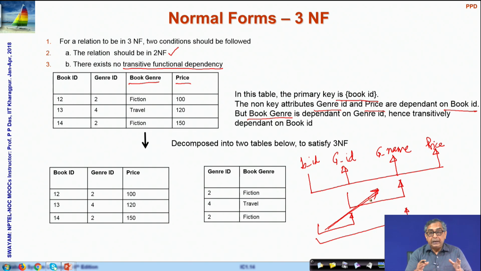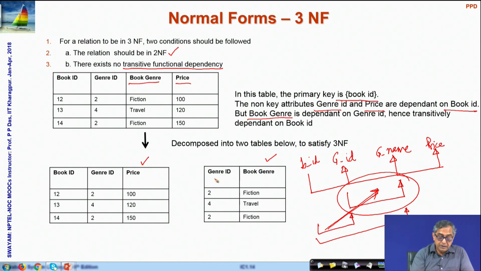So, I would like to get rid of such transitive dependencies, and that is where we do the decomposition in 3NF. For example, the 3NF decomposition for this will look like this. Naturally, you have this as a transitive dependency. So, you would like to put that together into one table, which is genre ID versus book genre or the genre name, and the remaining, which is book ID, genre ID and price, go into the other table. This is the basic 3NF decomposition algorithm that we have discussed.